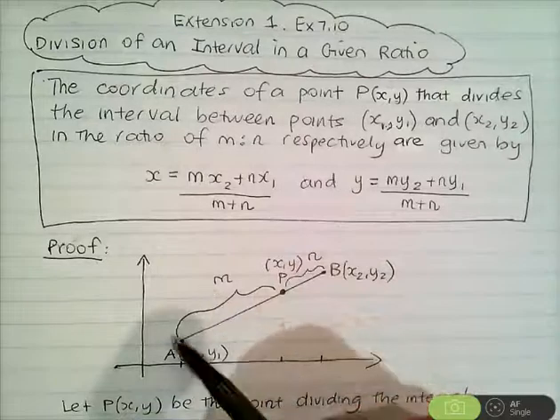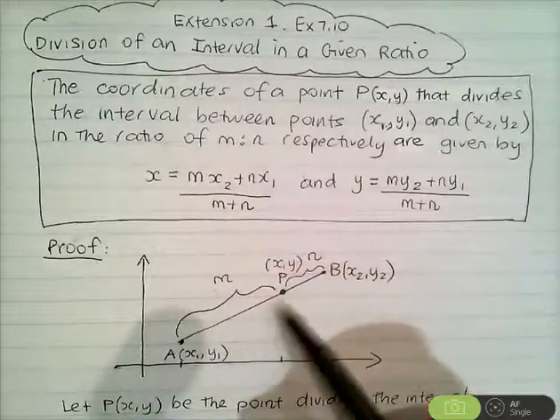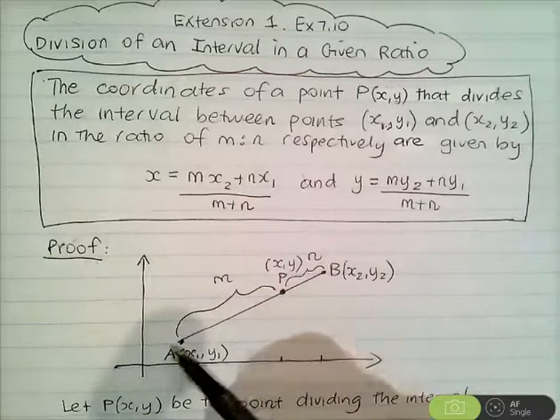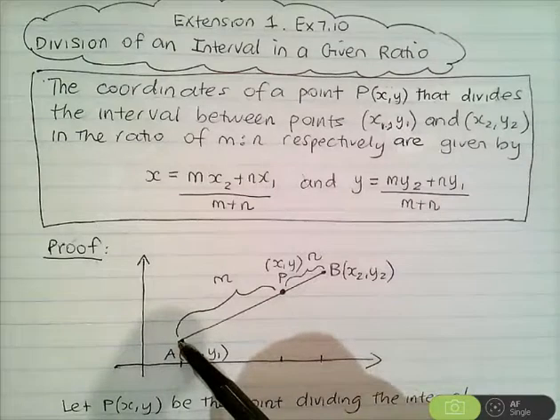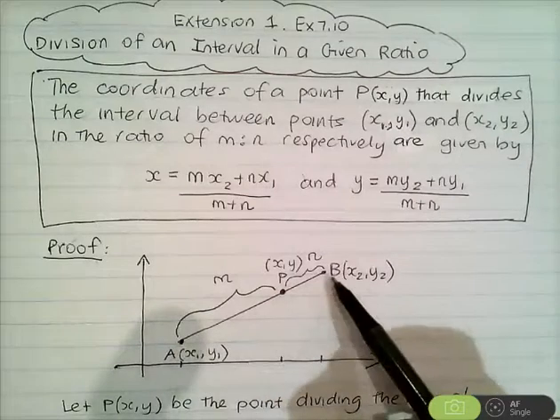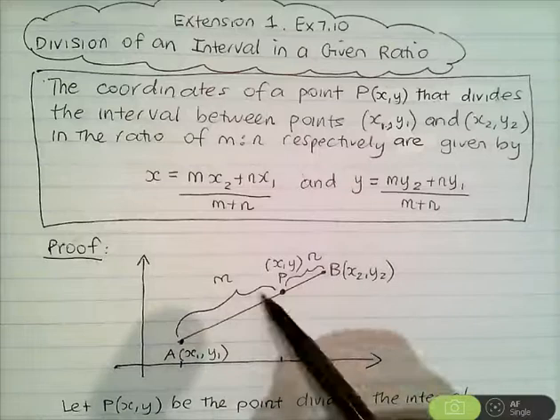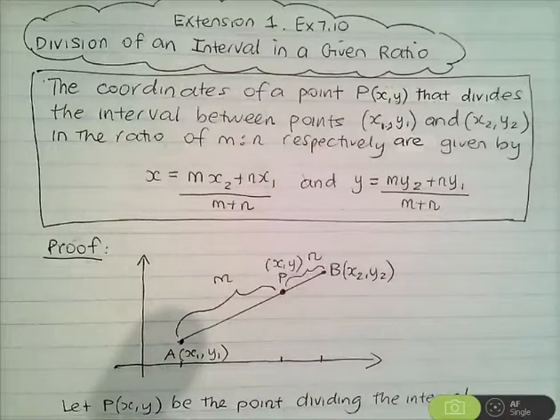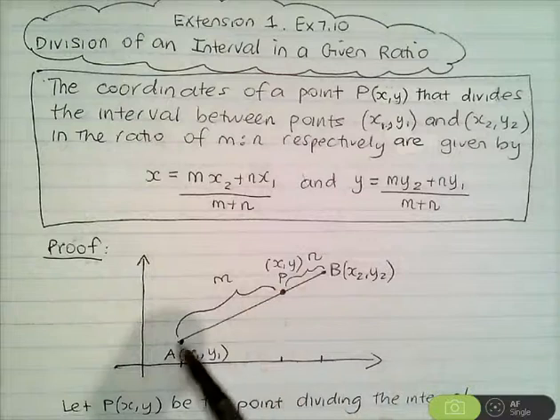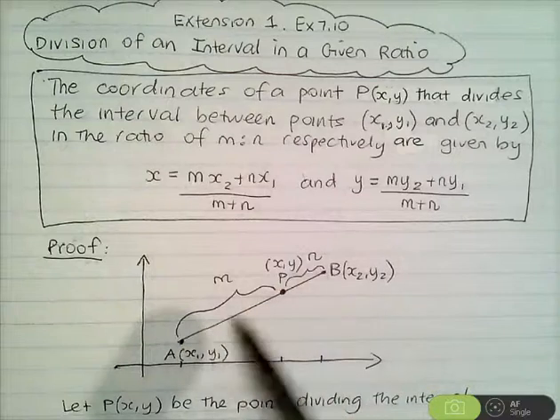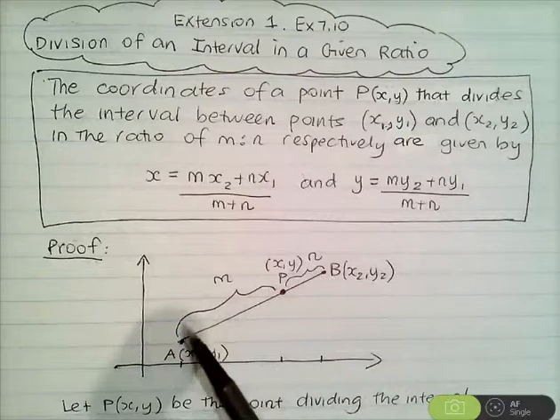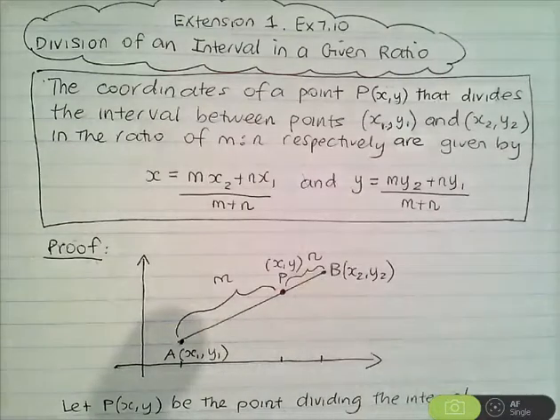So for example, m might be 2, n might be 1. So P, for example, is not the midpoint of AB. It might be, for example, 2/3 of the way up between A and B. So the ratio might be 2 to 1, or it could be 3 to 2, or anything else like that. So in extension 1, we learn how to divide an interval, not in the ratio of 1 to 1, but in any other ratio, okay? I mean, you could use the formula and do it 1 to 1, but we don't do that. We would then do the midpoint formula if we wanted that.